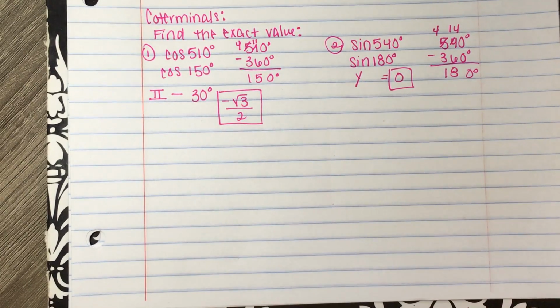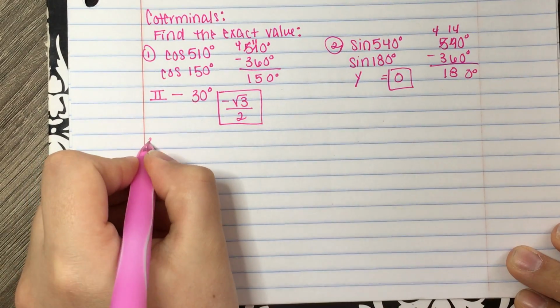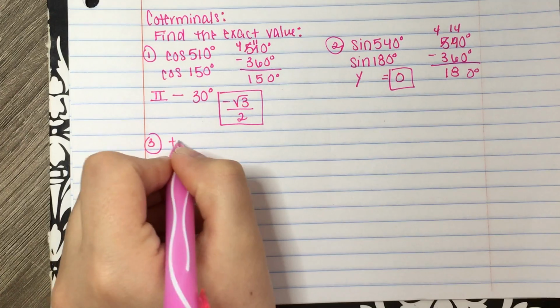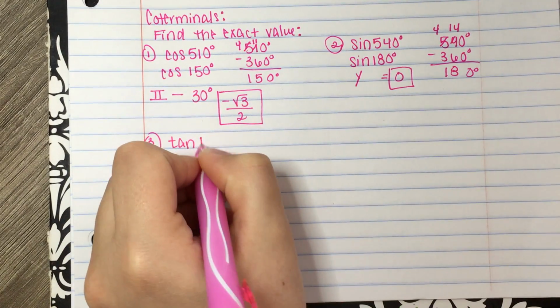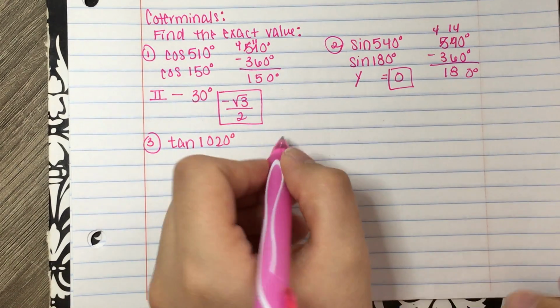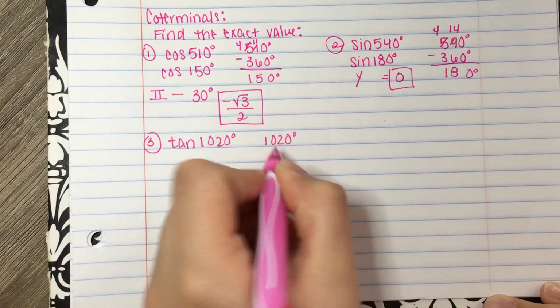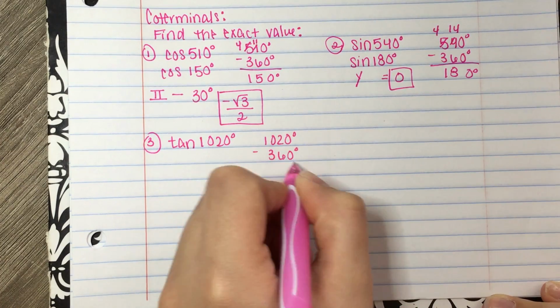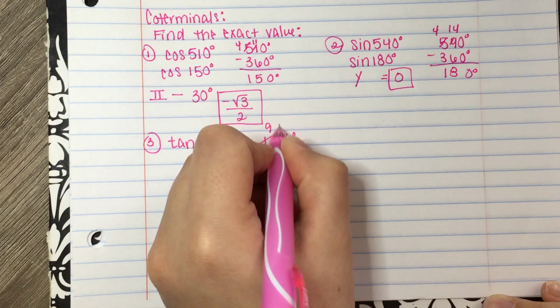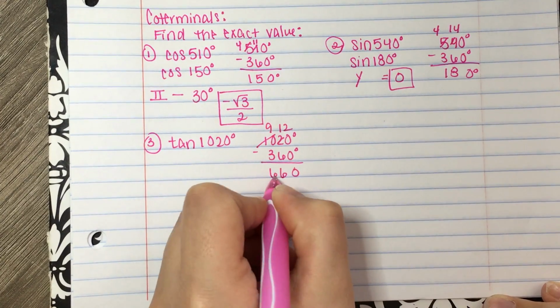Okay, number 3. We're going to find a coterminal angle and solve for tangent, ooh, this is a big angle, of 1020 degrees. All right, so we're going to take 1020 degrees and we're going to subtract 360 degrees. We have 0 minus 0, 0. I can't do 2 minus 6, so I'm going to borrow from the 10, and then I regroup the 2. We're going to have 6, 6.